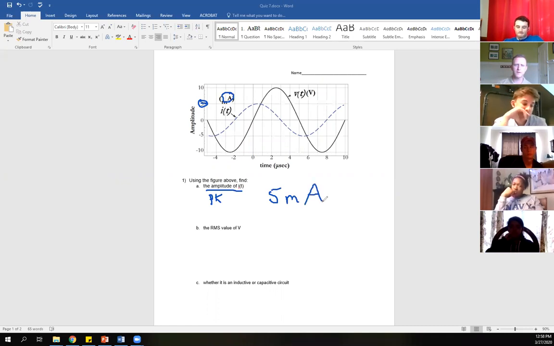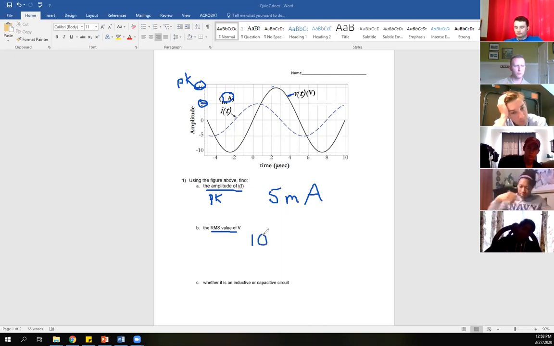Always remember units. If I say it takes me 10 to walk across somewhere, 10 what? 10 minutes, 10 seconds, 10 hours, it means something, right? RMS value of V. I find the peak of V. Here's the V curve. There's the arrow pointing at it. It is 10 is the peak, but I'm asked for the RMS value. Root mean square means I divide that 10 divided by root 2. You could also multiply it by 0.707, and it's in volts.